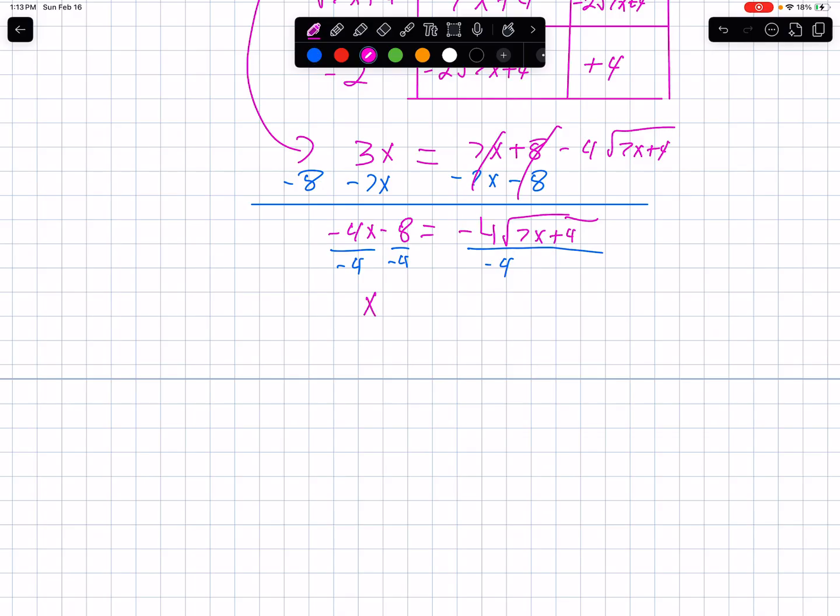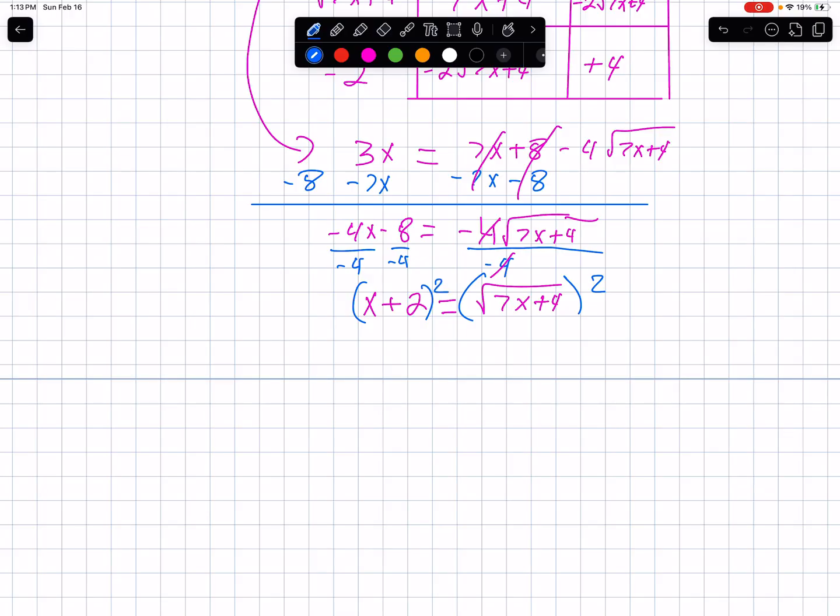x plus 2. Good. It's an easy mistake to make. And then all we have is 7 left over fourths. Nope, because you only divide what's in front. Oh, okay, I'm glad you said that. So it's the square root of 7x plus 4. And then what do I have to do? It's a problem that keeps on giving.